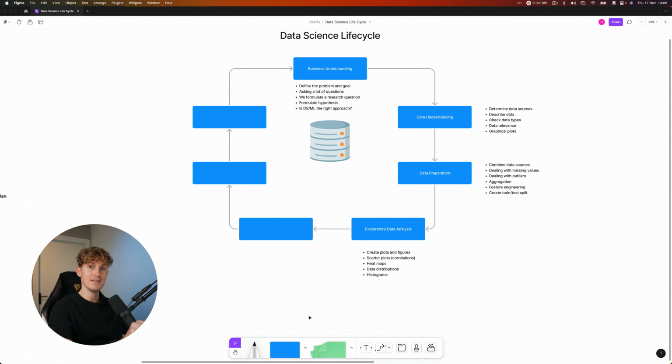And now the next step within the life cycle, the fifth step, is predictive modeling.